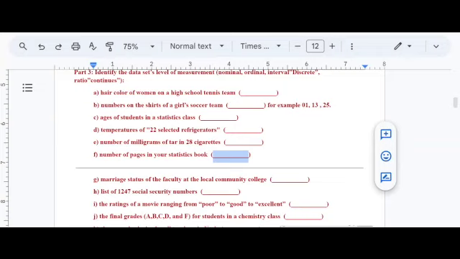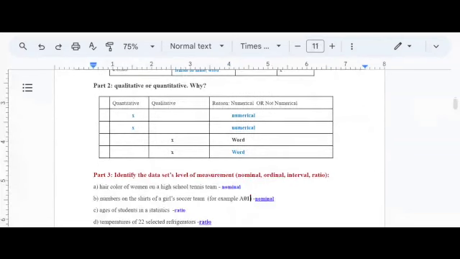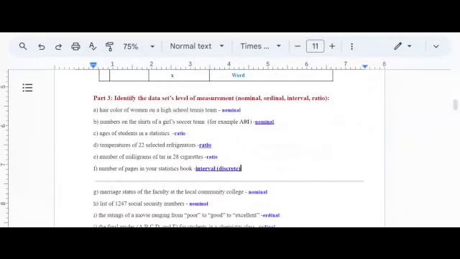Where in the answers? It said what number of pages on the... okay, let's go to the answers. It's interval and discrete. So it's quantitative, not qualitative. Okay, quantitative. You win. Okay, let's go to the next one.